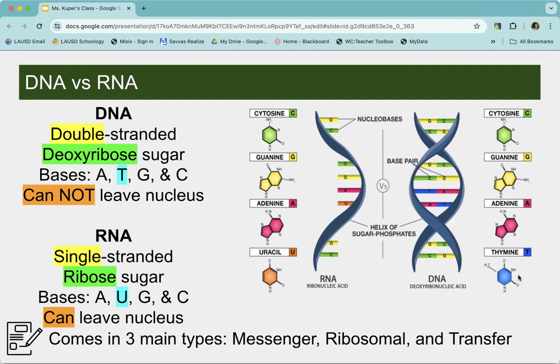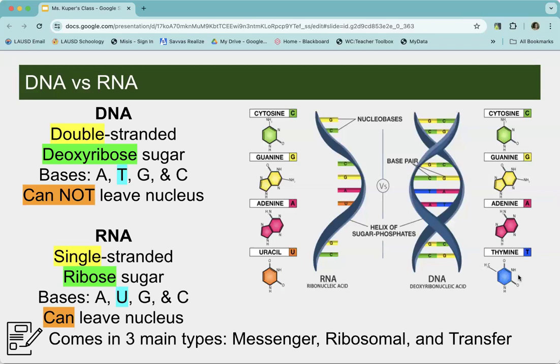DNA is relegated to the nucleus. It cannot leave the nucleus. RNA can leave the nucleus. It's free to pop out of those nuclear pores and go where it needs to go. And then finally, RNA comes in 3 main types. We have messenger RNA, ribosomal RNA, and transfer RNA.